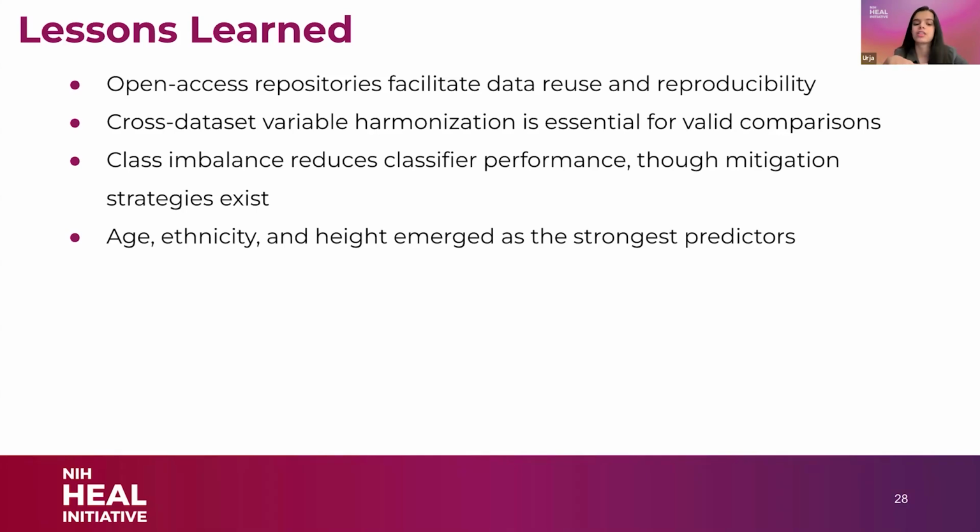Third is that if we have severe class imbalance, it can make traditionally calculated accuracy misleading unless techniques like oversampling or weighted models are used. And finally, variables such as height and ethnicity emerged as potentially important predictors that deserve a deeper investigation in larger and more balanced data sets.